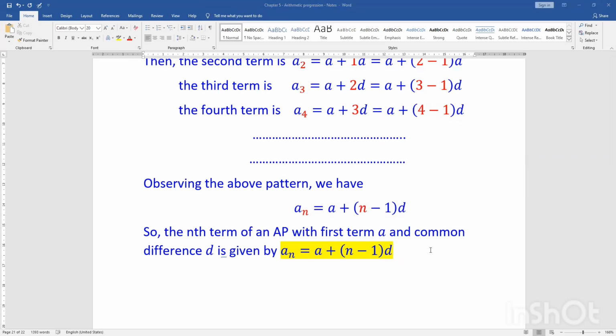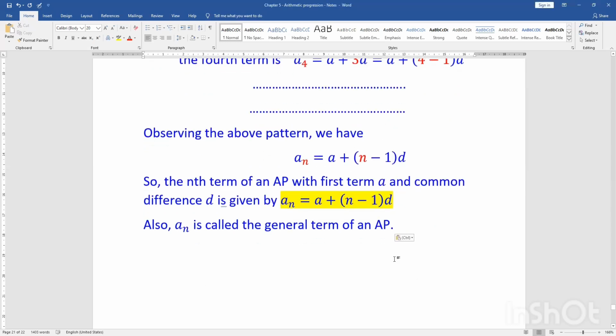Next, you must note that this an is called the general term of an AP. So an is also called the general term. Any term I'm going to refer to as an. And you must note one thing, that this an can also be denoted by another letter. I can also mention it as l. So sometimes an will be called the last term. Let us put one note here.